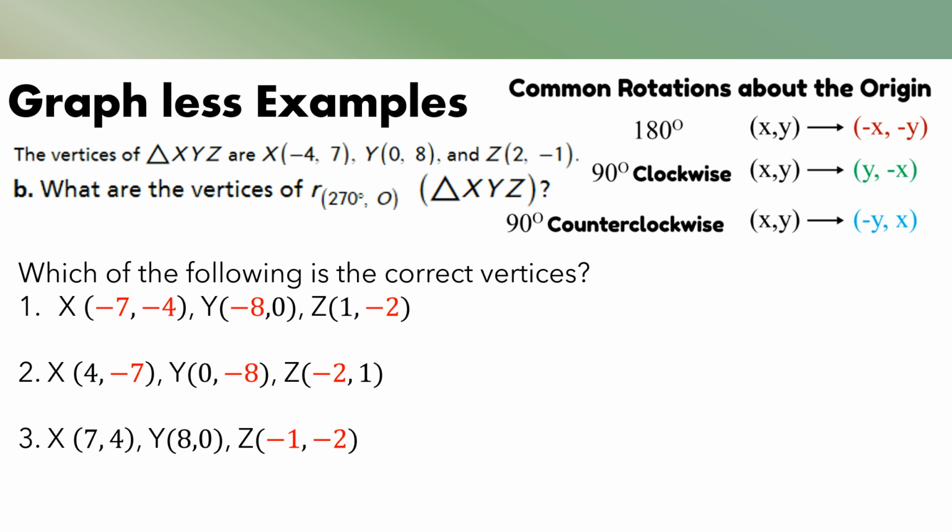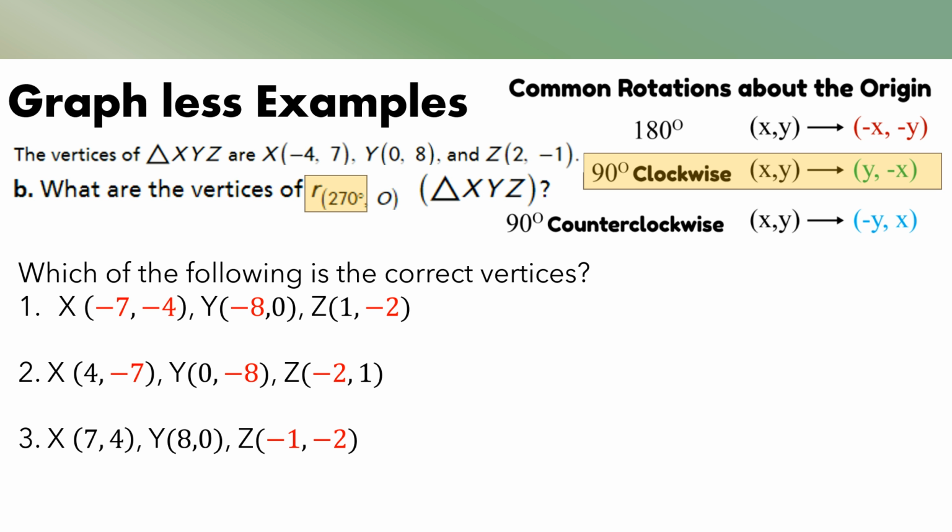So all we really did was swap the two signs. Pretty simple. Okay, so go ahead and give this a pause and try to figure out which one we're looking at. The question is, what are the vertices of a rotation of 270 degrees about the origin of x, y, z, when x is -4, 7, y is 0, 8, and z is 2, -1? So 270, that is our clue. And remember, clockwise. Give it a pause, give it a shot.